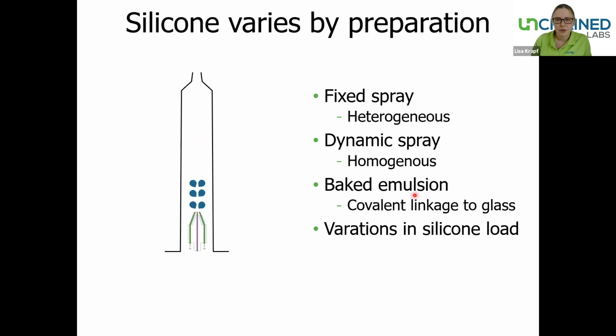Another method is to use an emulsion of silicone that's sprayed in and then baked in so that you get a covalent linkage between the silicone and the glass, which usually leads to a thinner and more homogeneous silicone layer. And then, of course, you can vary the silicone load, the amount of silicone you spray in, which has an influence on the thickness of the silicone layer. But now, how does your coating impact the quality of your syringe?